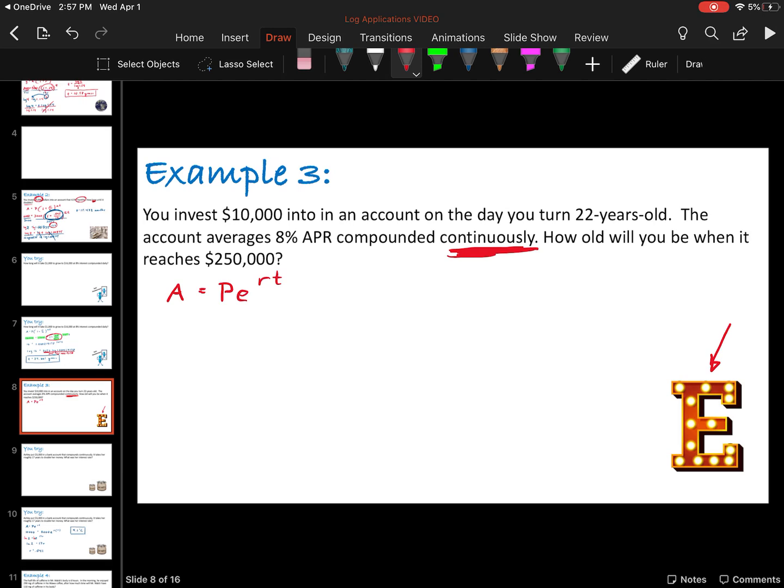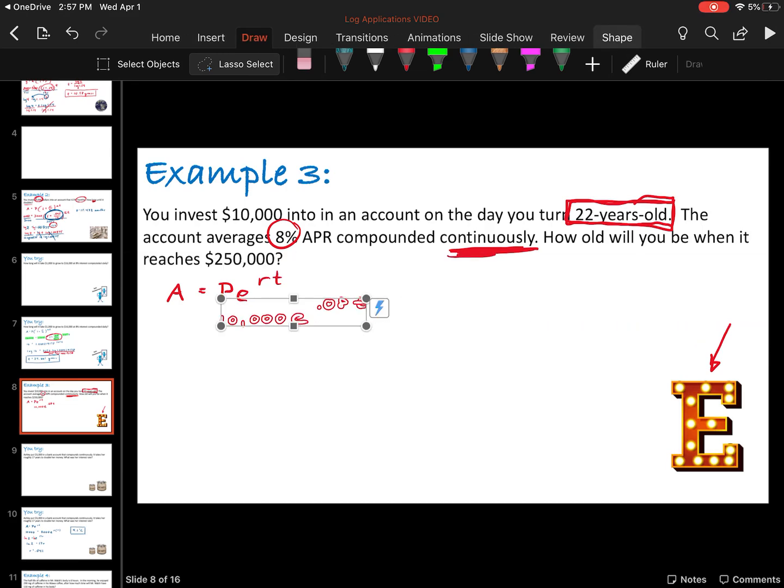So I said, how old will you be? So we're saying you're starting out at 22. If you find out that you should be 18 years old, then you probably did something wrong, so you can't get younger with this stuff. So you are investing $10,000. That's my principal. R, your rate is 8%, so it's going to be 0.08. I'm trying to find T, and I want to know when it reaches $250,000.